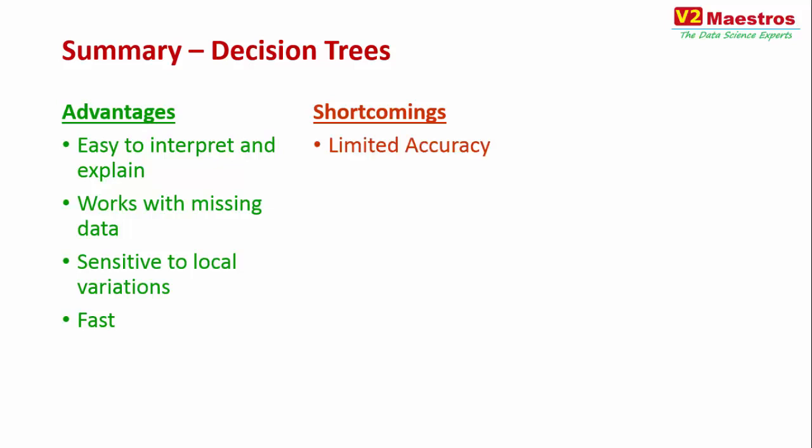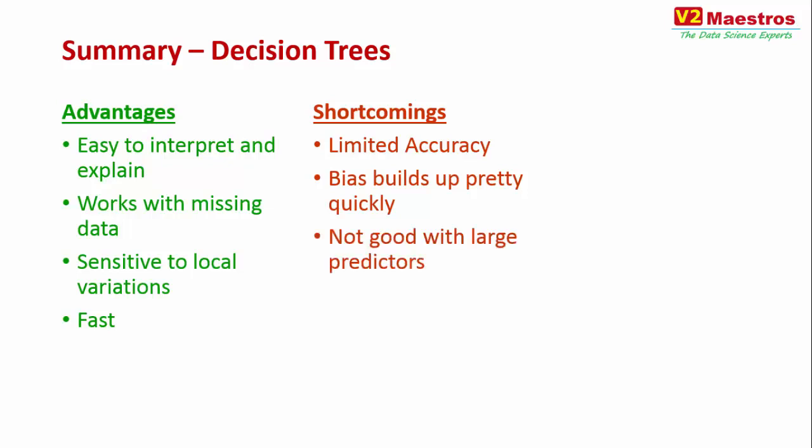The shortcomings of decision trees are that it has very limited accuracy. Accuracy is not that great with decision trees. Bias builds up very quickly, bias towards a variable being some value. We already saw what bias is in the overview section. So bias builds up pretty quickly, and it is not good with a large number of predictors. If you have like 40 or 50 predictor variables, decision trees will not function very well because it becomes difficult for it to find out which variable to use first and which variable to use second and so on.